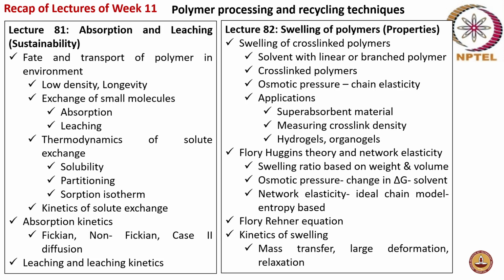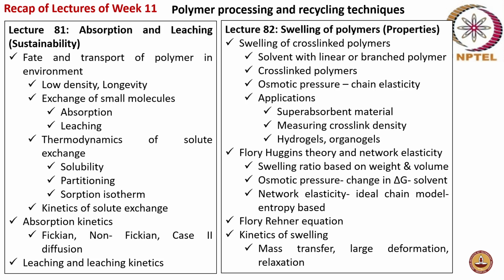And the next lecture was on swelling of polymers. So what is the swelling of cross-linked polymers, and what is the interaction when a polymer is linear or branched? So in solvent polymer interaction, in case of a non cross-linked polymer, it may get plasticized, followed by solubilization, forming a polymer solution. Whereas in case of a cross-linked polymer, it doesn't solubilize, but it starts swelling. And the relationship of osmotic pressure and chain elasticity in case of swelling were discussed.